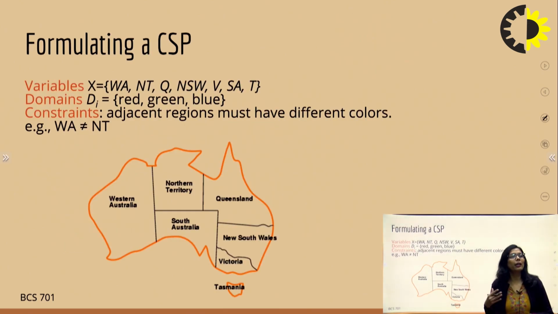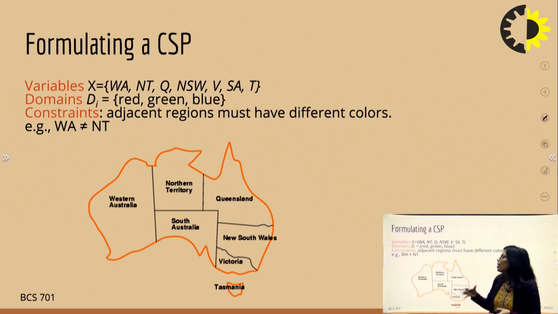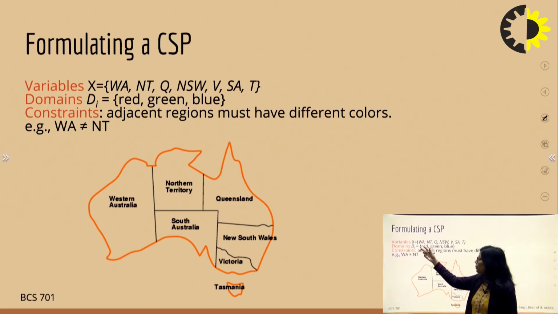Now how can we formulate a CSP, that is, how can we represent a CSP? This is a map coloring example. We have the various parts of Australia: Western Australia, Northern Territory, South Australia, Queensland, New South Wales, Victoria and Tasmania. I have to assign colors to these so that adjacent regions do not have the same color. So the variables X will consist of all the variables that I want to put values in: Western Australia, Northern Territory, Queensland, and so on. So these are my variables.